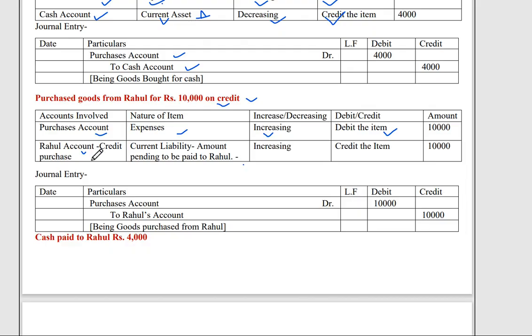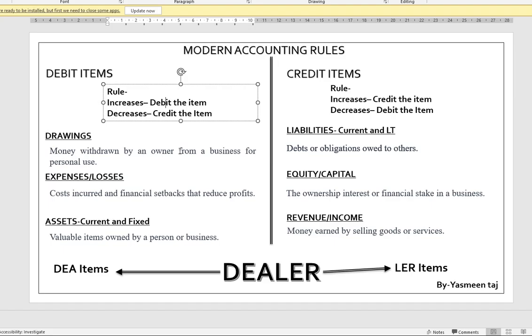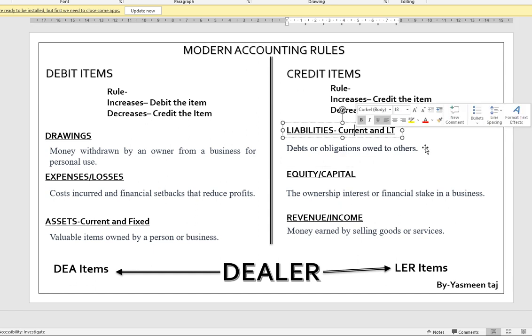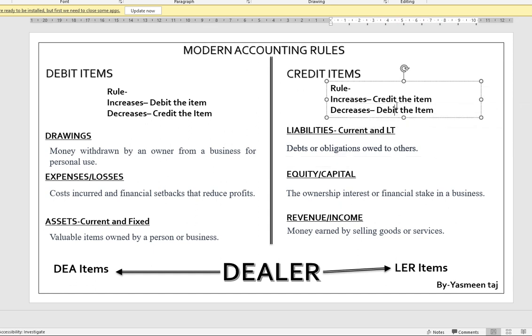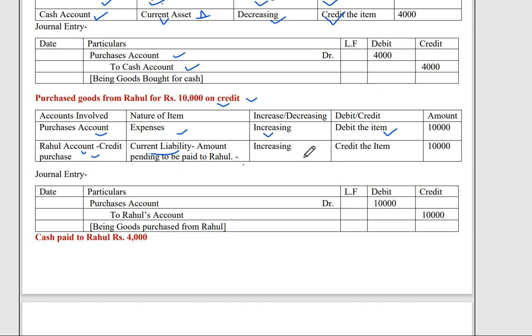Next, credit purchase. As this is a credit purchase, we still have not paid the amount to Rahul. It is yet to be paid, so that becomes a current liability to us. The amount needs to be paid to Rahul in future after buying the goods. That current liability is a part of liabilities on the right side, and when the liability increases we have to credit the item.